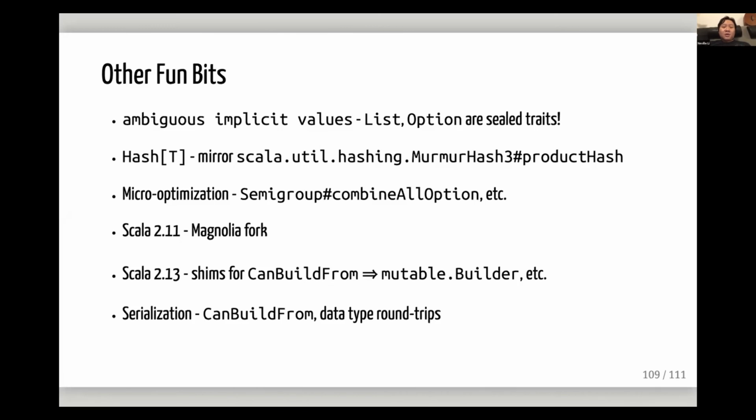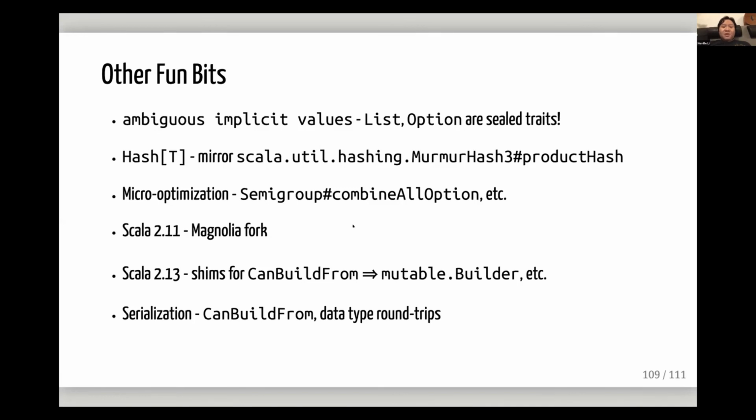Again, a lot of these type classes are heavily used in data pipelines in very hot loops, so performance is pretty critical. For example, semigroup.combineOption allows us to combine a sequence of objects by using some mutable data structure under the hood and avoid copying, and we optimize that.